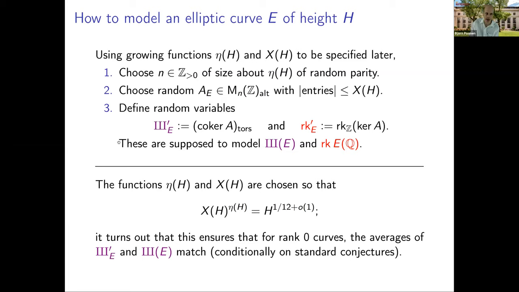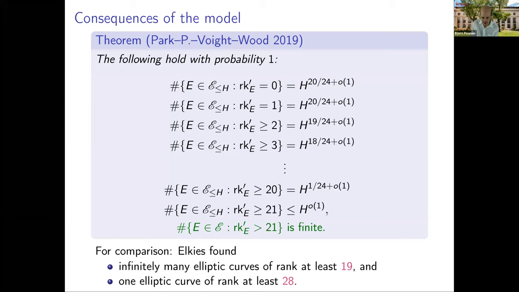And now you can see what this model predicts. If you define these random variables this way, what is the distribution of these pseudo ranks? That's just proving theorems in linear algebra, so that's something you can do without answering the hard questions about the arithmetic of elliptic curves. And we did that, and we found that with probability one, it must be true, so this is a theorem also.